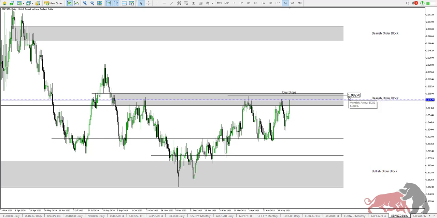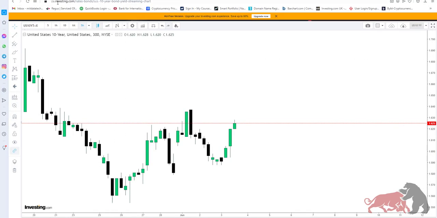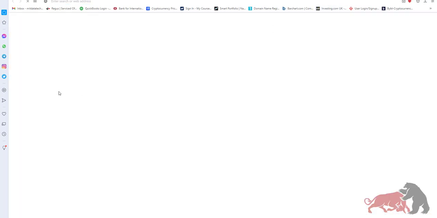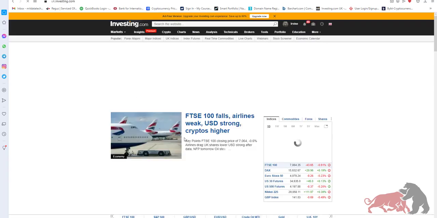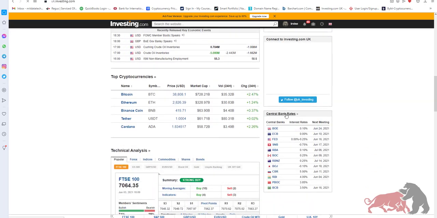1.98270. Now I mentioned that there's something else, an intermarket analysis that will help in the setup for shorting GBPNZD. Now what is that? That's looking at the interest rate market. Now when we come to investing.com, I'm gonna go to investing.com quickly, right? When we come to investing.com and we come to central banks, right?